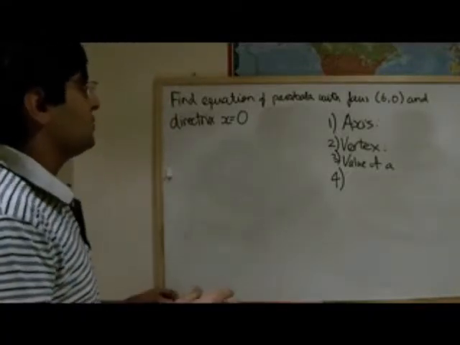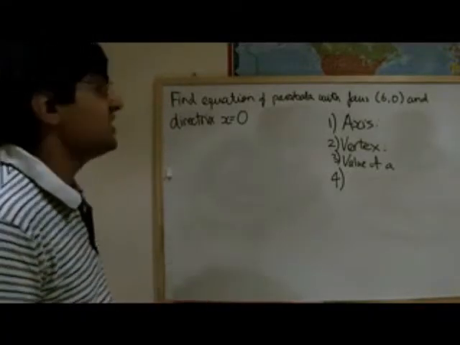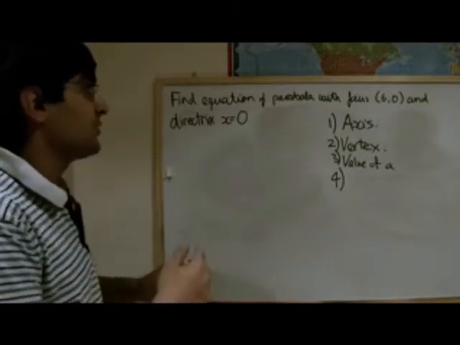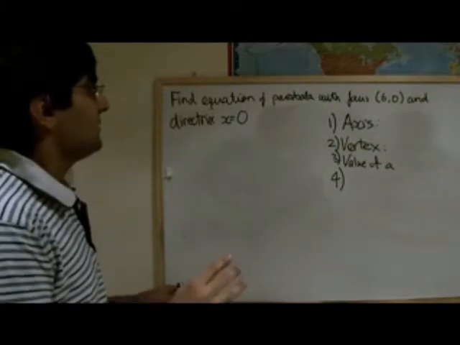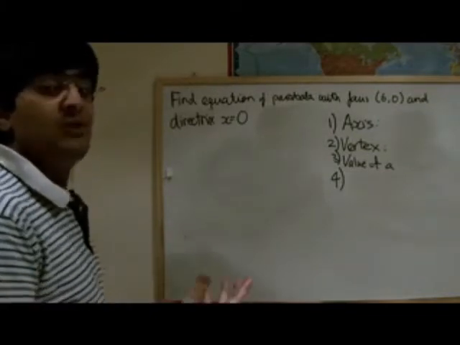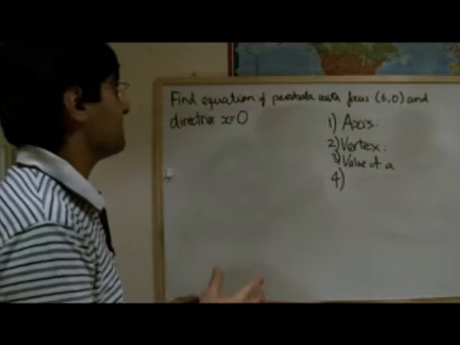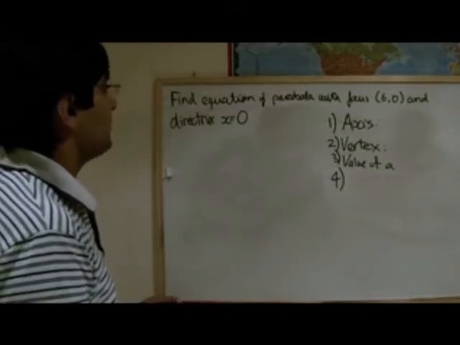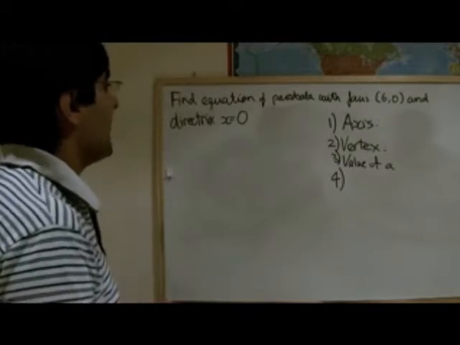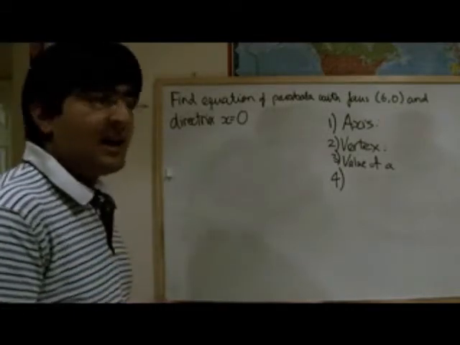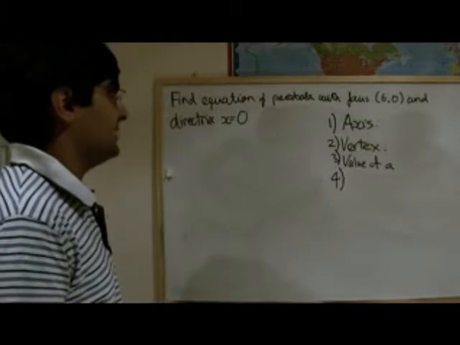In the last few problems, we've been given parabola equations and then asked to find their characteristics. We're now given a different problem. We have been given a couple of characteristics about a parabola and we've been asked to find its equation. The question is, find the equation of a parabola with focus at (6, 0) and directrix x equals 0. Now, how do we tackle a problem like this?